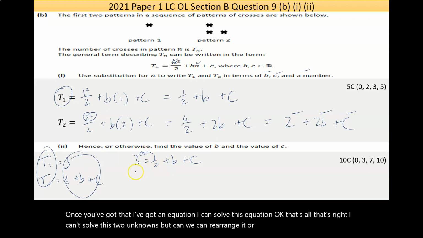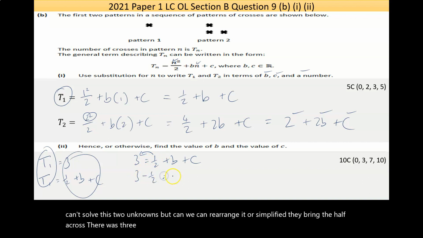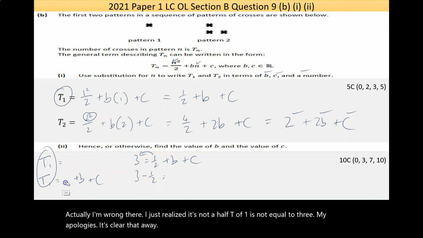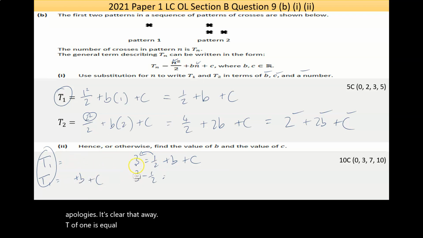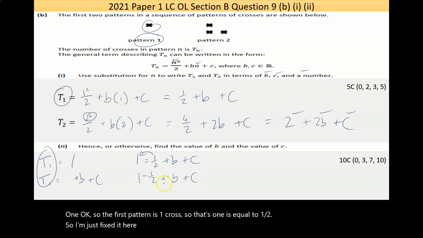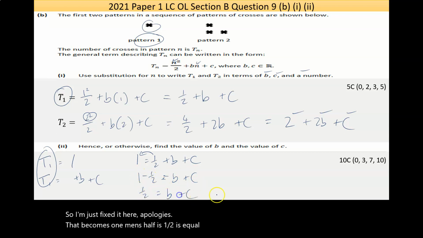If I bring the half across there, it becomes 3 take away a half is equal to, actually I'm wrong there. I've just realized that's not a half. T of 1 is not equal to 3. My apologies. Let's clear that away. T of 1 is equal to 1. The first pattern is 1 cross, so that's 1 is equal to a half. I've just fixed it here. Apologies. Now that becomes 1 minus half is a half is equal to b plus c.